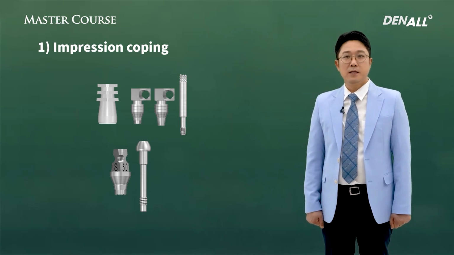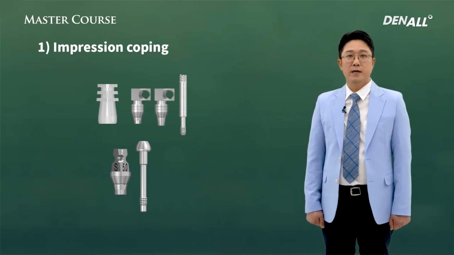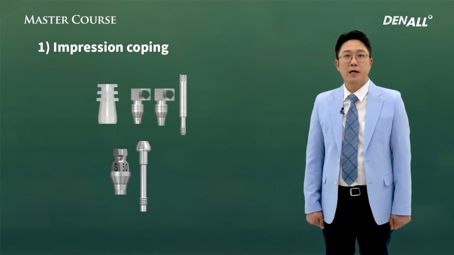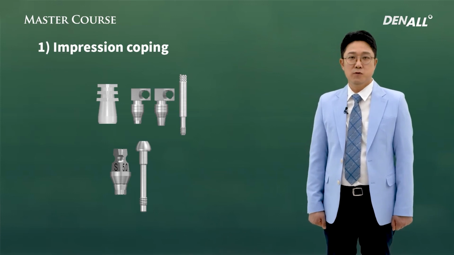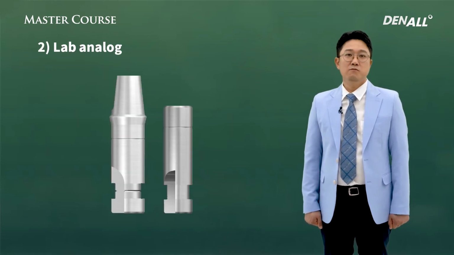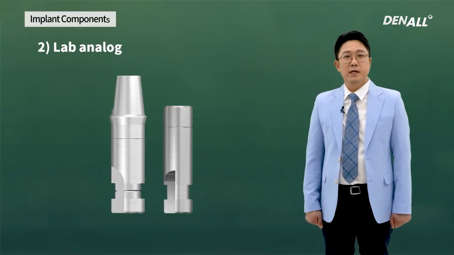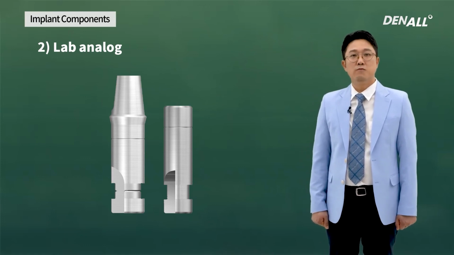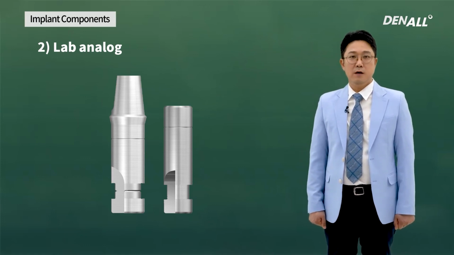Once implant impression is taken, model is created for prosthesis fabrication. Lab analog plays the role of the implant on the model, and on the analog, you connect the lab components and create implant abutment or crown.